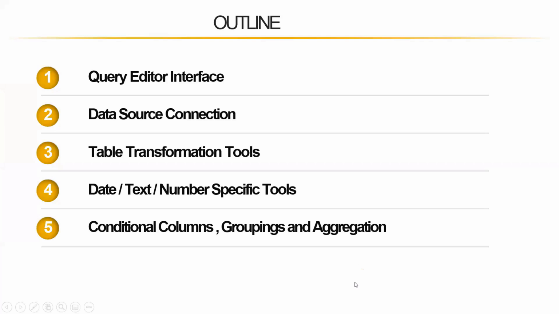For the outline, number 1, we'll talk about the query editor interface. Number 2, data source connection. Number 3, table transformation tools. Number 4, date, text, number specific tools. And number 5, conditional columns, groupings, and aggregation.